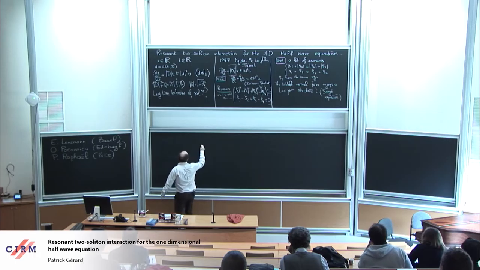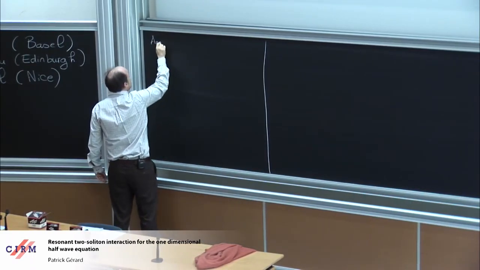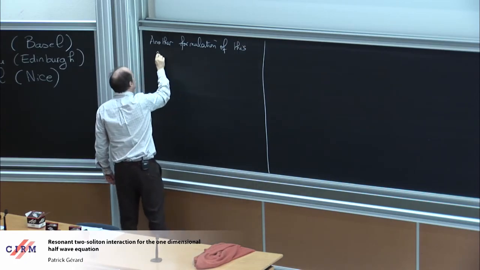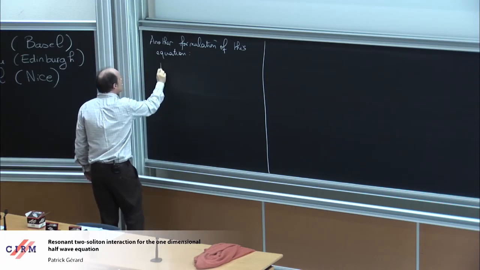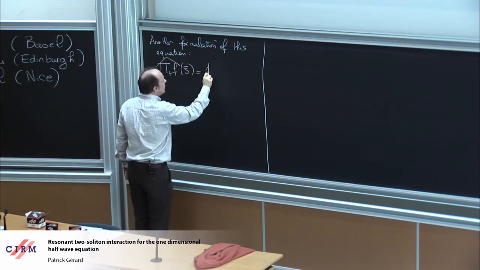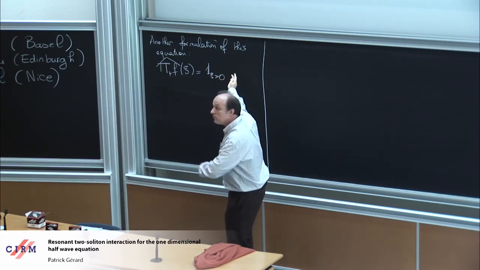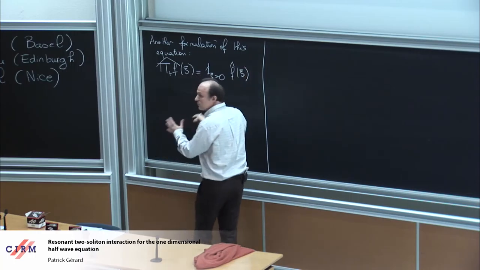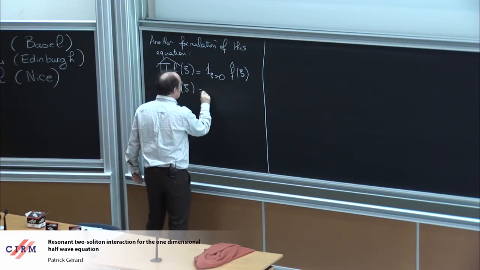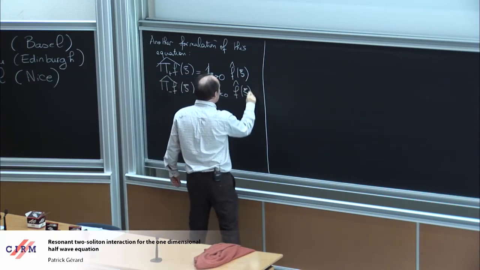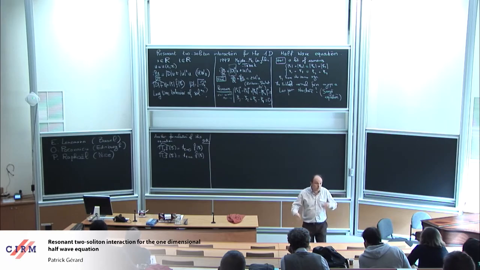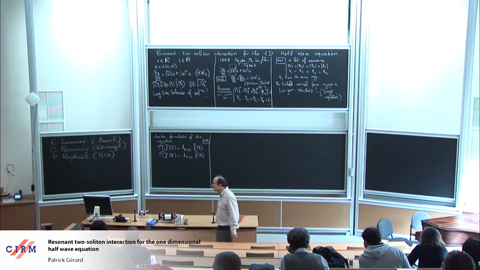So you can, of course, write another formulation of this equation. It is as follows. You introduce the following Szegő projectors, pi plus and pi minus, which again are defined in Fourier, just by introducing the characteristic function for xi positive and xi negative. I take the Fourier transform of f, and here I discard all the negative Fourier modes, and here I discard all the positive ones. Remember, I'm on R. These are bounded operators on L2, and in fact on Lp, for p between 1 and infinity. It's a classical theorem of Marcel Riesz.